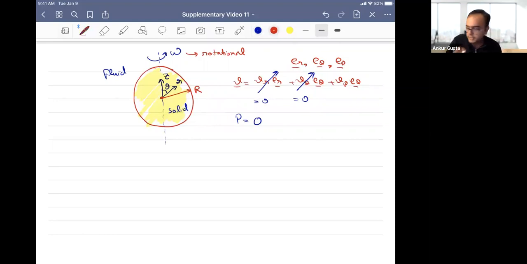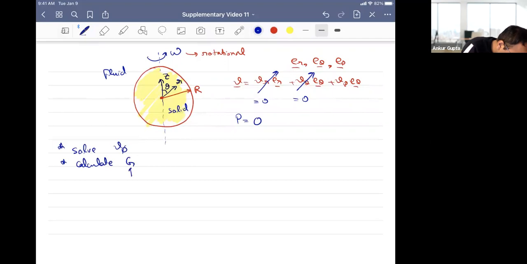So essentially, you want to solve for v_phi. Okay, sorry, v_phi, not v_theta. That's the first goal, and then we want to calculate the torque on the sphere. That's the title of the problem, torque on a sphere. So calculate G, which is the torque. Okay, so that's the goal. So how do we go about this problem?